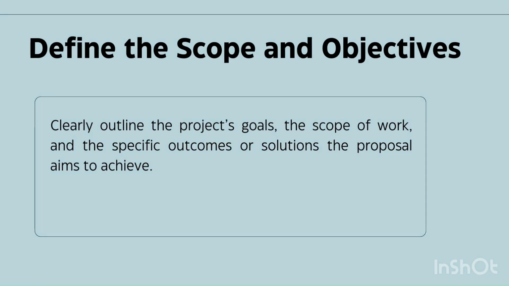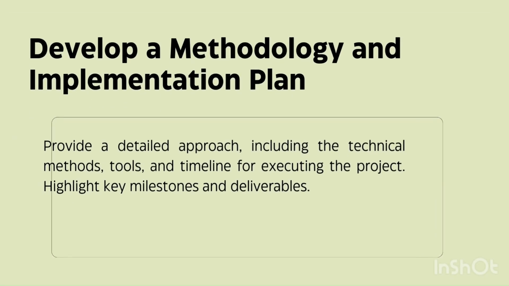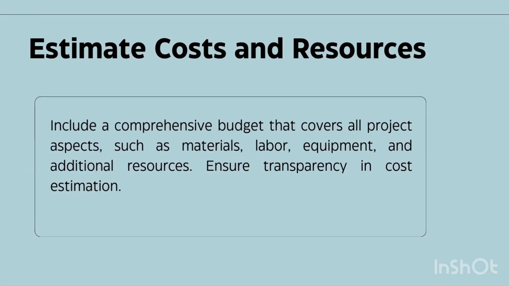Next, we must develop a methodology and implementation plan. We should provide a detailed approach, including the technical methods, tools, and timeline for executing the project. We should also highlight key milestones and deliverables. Next, we should include estimated cost and resources. So we need to include a comprehensive budget that covers all project aspects such as materials, labor, equipment, and additional resources. And we should also ensure transparency in cost estimation.